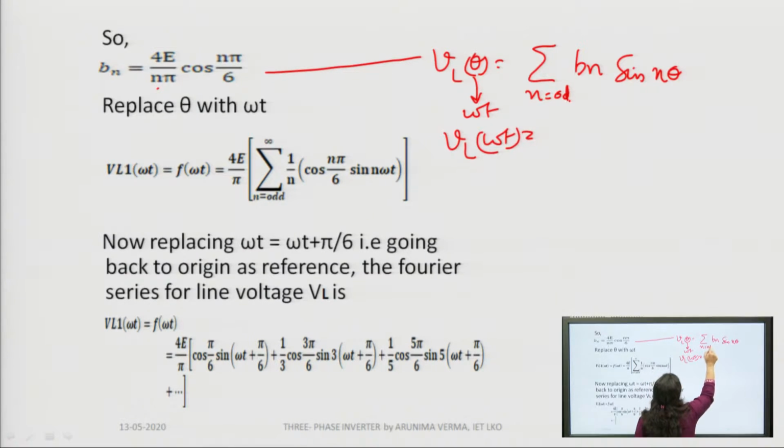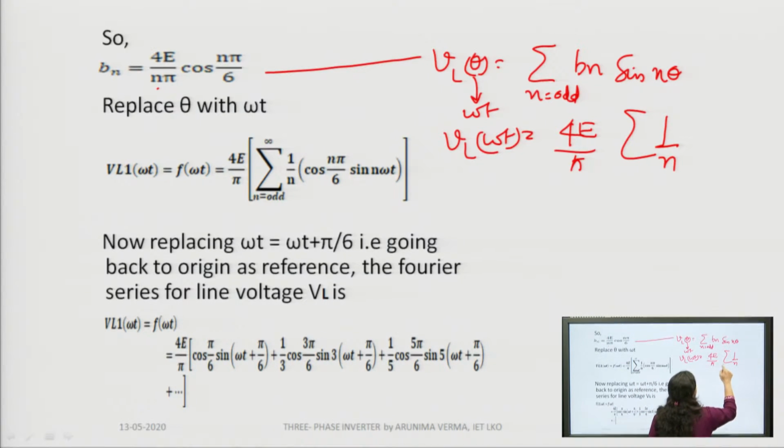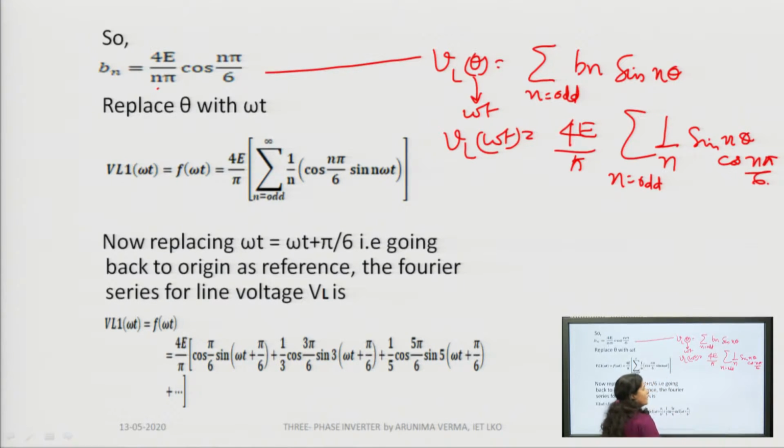We get VL of omega t equal to the summation, with n varying over odd values, and we put Bn with 4E by pi, which is a constant magnitude. Obviously, we take that out and bring 1 by n under the summation, with n equal to odd, sin n theta cos n pi by 6. Again, instead of theta, we put omega t. This is how you get VL of omega t.